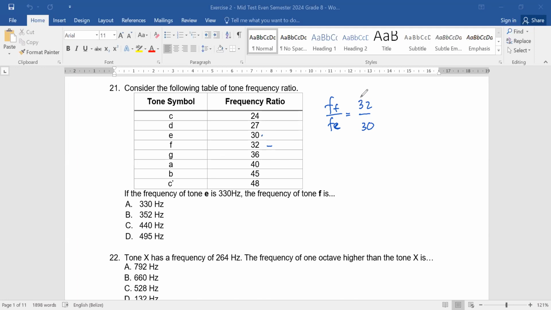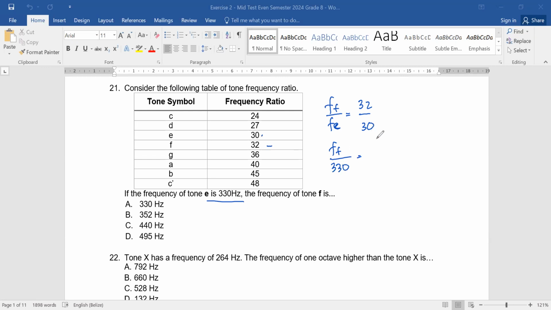So please make sure that the ratio that you put here belongs to tone F, and the ratio that you put here belongs to tone E, right? And then the frequency of F is the question. The frequency of tone E is given: 330 hertz equals 32 over 30.